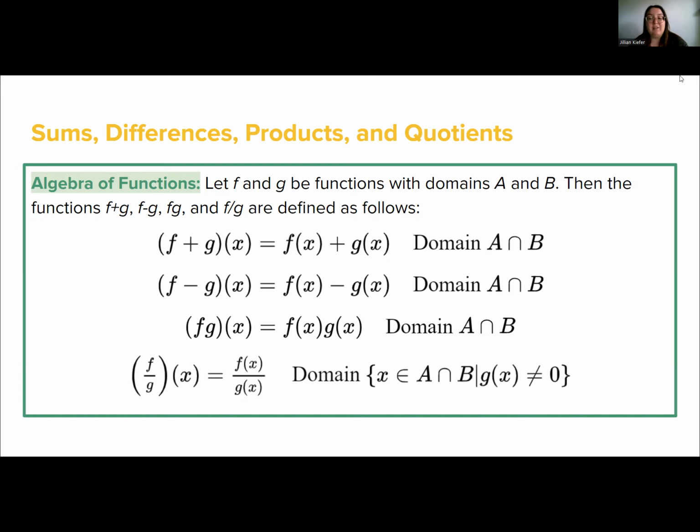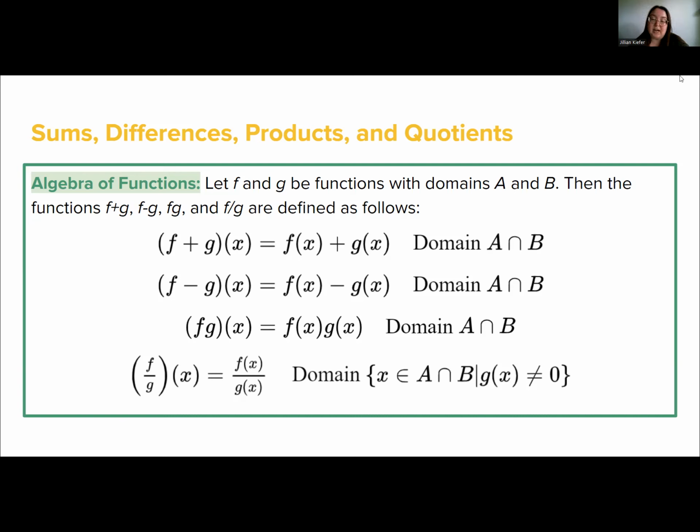B. So if there were any values of x that were in A that were not in B, they would not be included. Same goes for if there are any values of x that were in domain B that were not in domain A, they would not be included. So your domain is only going to be the values that both domains of the original functions share. So they have to be the same numbers. And that's going to be true for the first three. So we see addition, subtraction, and multiplication. That's all true. Your domain just has to be those values of x that exist in both domains.